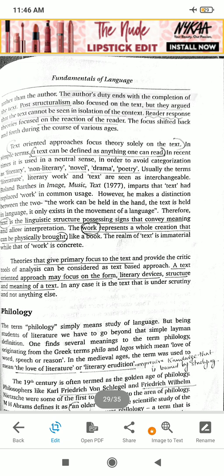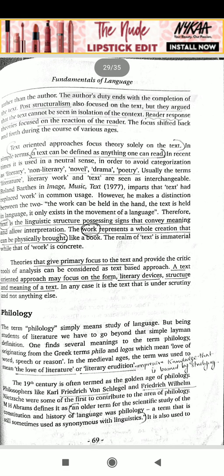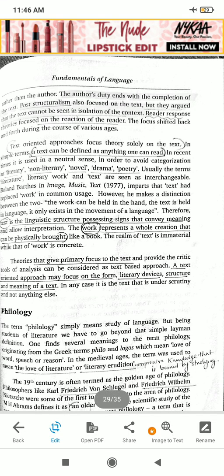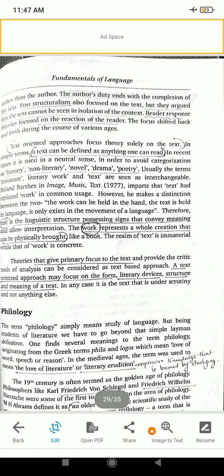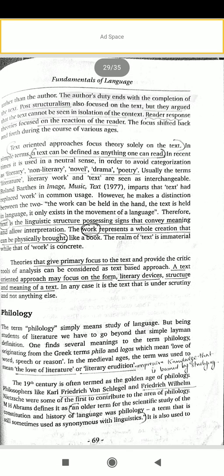So philology simply means the study of language. Then you might be wondering, study of language? Then what about linguistics? You have already studied that the study of language is known as linguistics, not philology. This is a new term. But this term philology was in use earlier. So philology simply means study of language, but it was an earlier term. Now we use the technical term linguistics for the study of language.